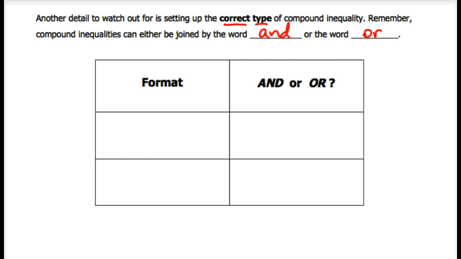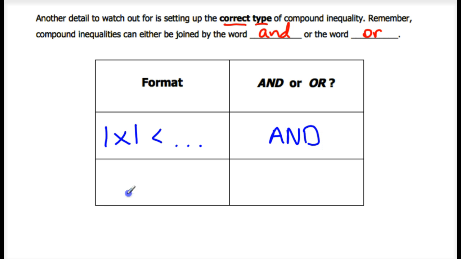So if you have this as the format, if you have an absolute value, for simplicity, I'm going to say the absolute value of x. But if your absolute value expression is on the left side and you have a less than sign, then it doesn't matter what's over here. If you have a less than sign with the absolute value part being on the left, you're always going to use the and in between.